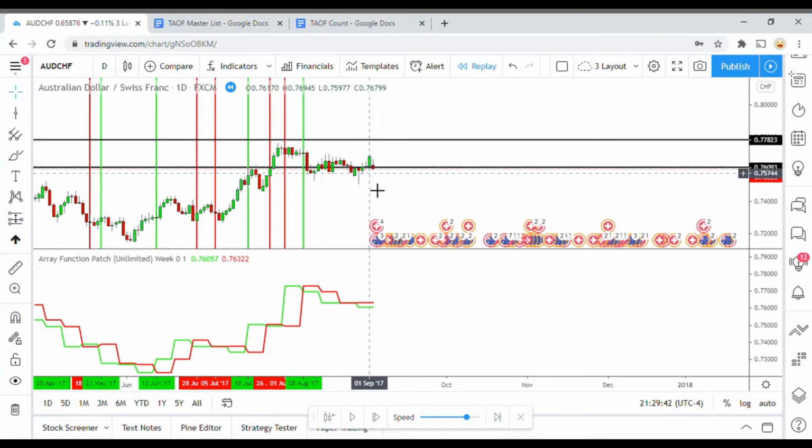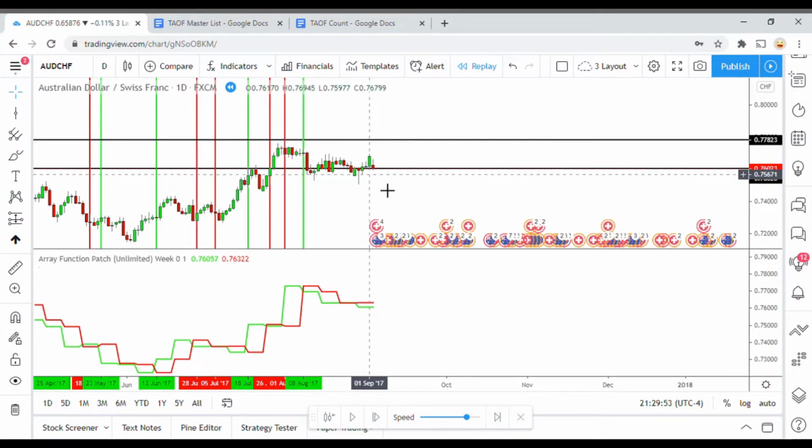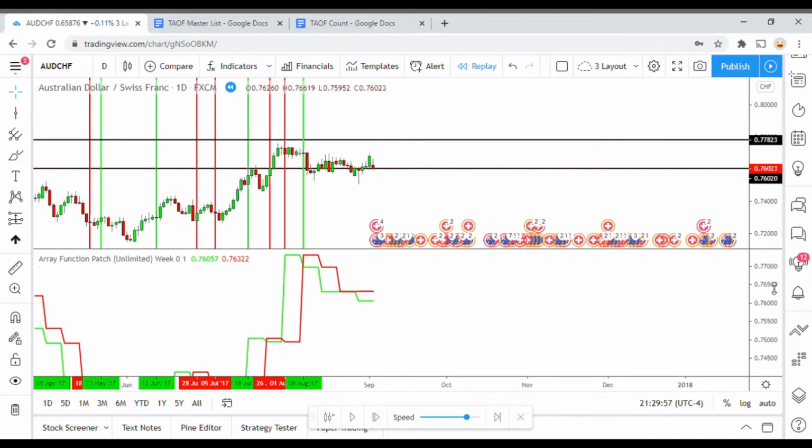Yeah, it doesn't even know what it wants to do. Look at that. It's just chopping right along. I mean, green, red, green, red, green, red, and it's just not going anywhere. It's just sitting there, just stuck right in that area.